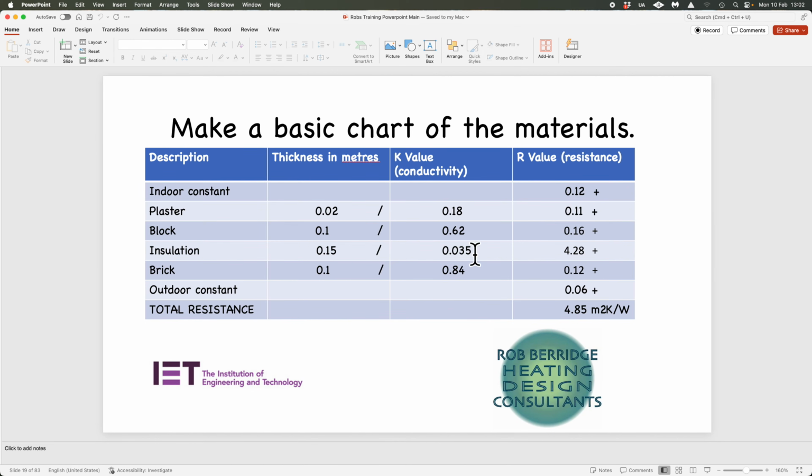And what I generally do is make up a simple basic chart of this. So you have your indoor constants and your outdoor constants. That's your indoor constant of 0.12 R value, and your outdoor of 0.06. So we're adding those onto every equation that we're doing. Then you've got your different building materials all the way down here, which you can easily make up. Then you've got your thickness in meters divided by your conductivity, and that gives you your R values. Add them all up, and away you go.